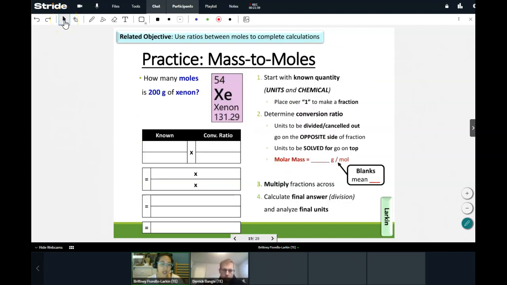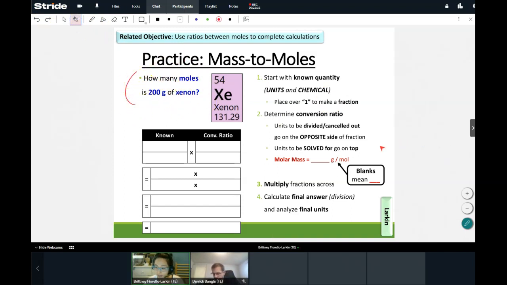So as always, much easier to actually begin to use it. So the question is, how many moles is 200 grams of xenon? Take a look here. What is my number? And give me its units and the chemical. Be careful here. We have some new units here. We're not just talking about moles now. Tell me in the chat. Give me the number, the units, and the chemical. What is our known here? There's only one number in the question.